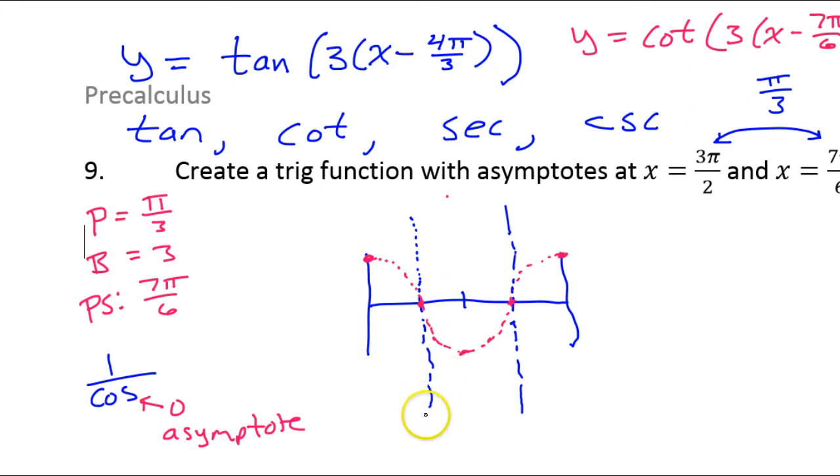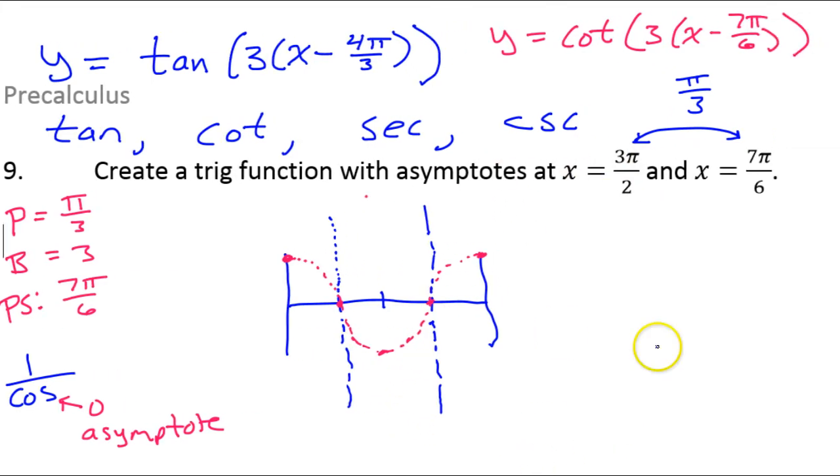So now let's imagine that those two asymptotes are these. Remember that 3 pi over 2 is bigger, so this one would be 3 pi over 2, and this one on the left would be 7 pi over 6. And we know that they are pi over 3 apart. We already know that.